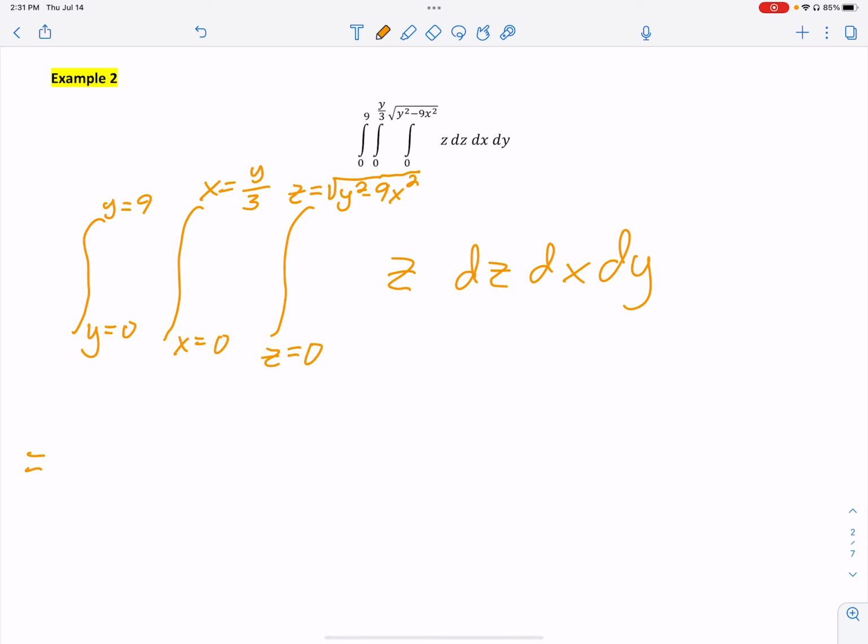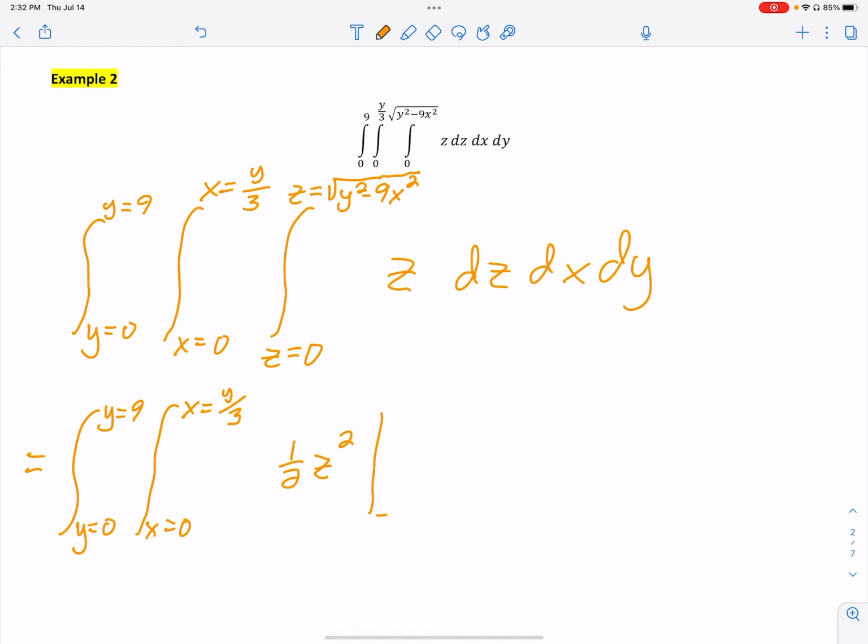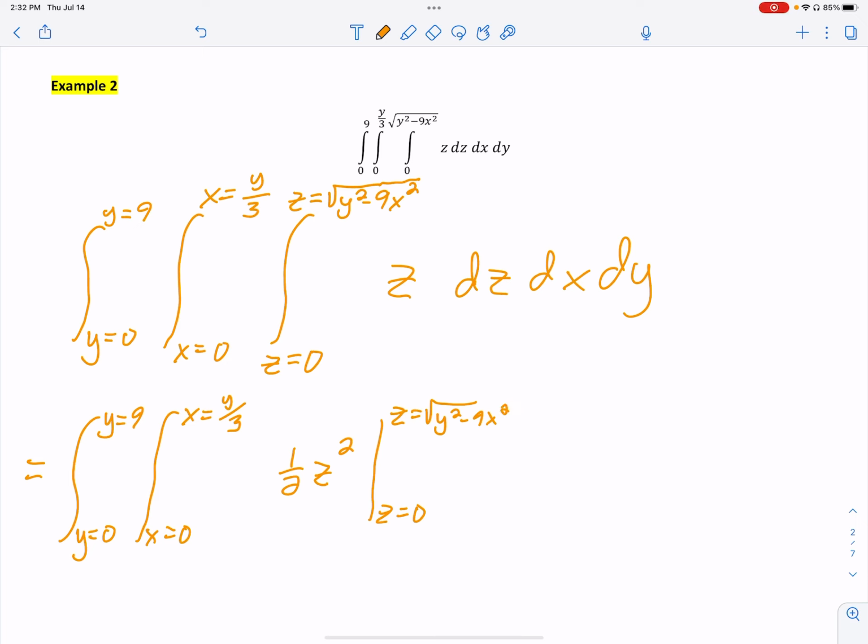Okay, cool. Now I can do this. It's a lot of rewriting. It's the most annoying part. y equals 0 to y equals 9, x equals 0 to x equals y over 3. We can go ahead and run this integral. This is 1/2 z squared from z equals 0 to z equals the square root of y squared minus 9x squared, dx dy.